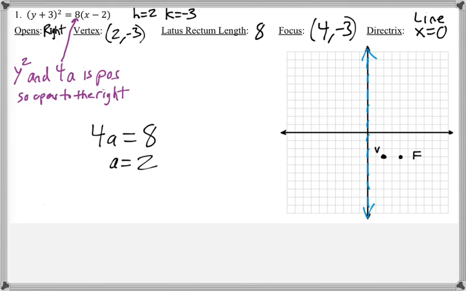Okay, so I'm almost done. I need to finish drawing the parabola. The width of the parabola at the focus is 8. Because this is symmetrical, I need to cut that in half. So I need to go up 4 from the focus, and then down 4 from the focus. And then that will help me draw my parabola. And that's it.